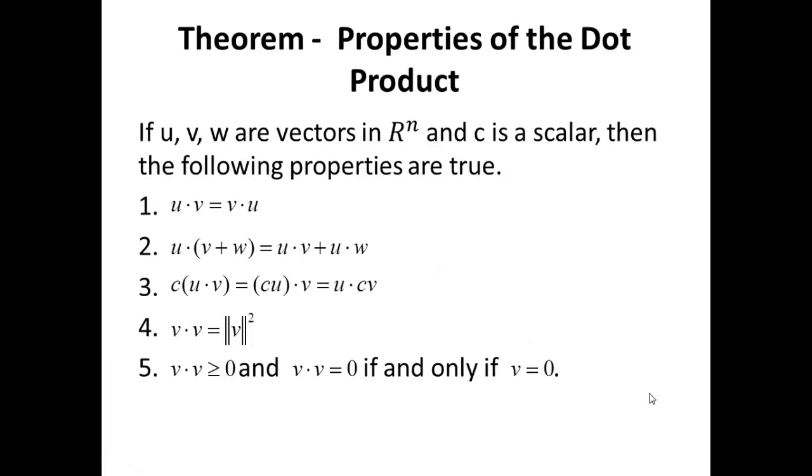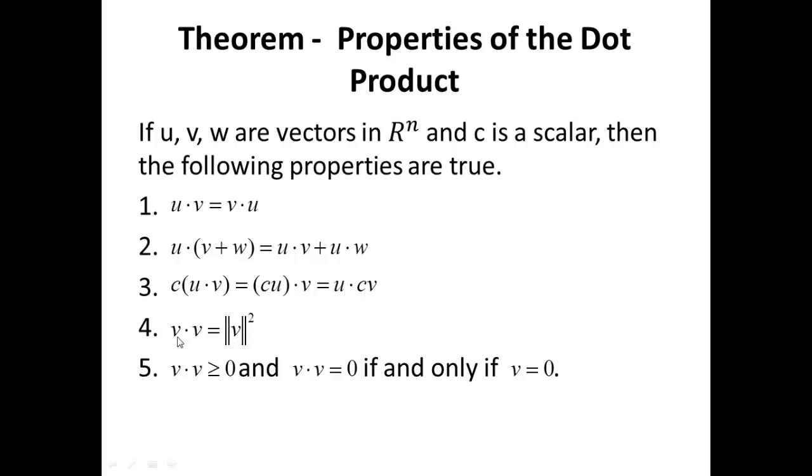Theorem: properties of the dot product. Let u, v, and omega be vectors in Rn and c a scalar. Then the following properties are true. Number 1, there is commutativity in Rn with respect to dot product: u dot v equals v dot u. Secondly, there is distributivity with respect to dot product. And for scalar multiplication, c times u dot v equals cu dot v, which is the same as u dot cv.